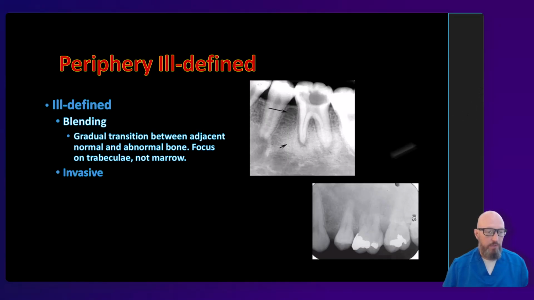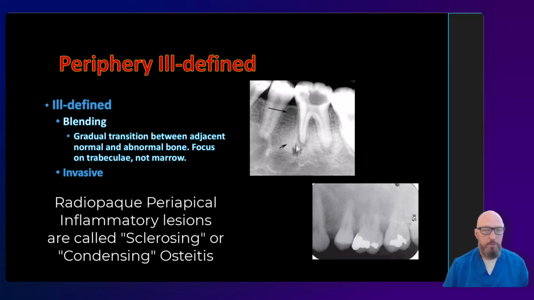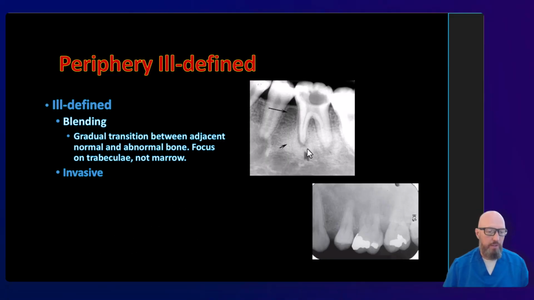So in the case of inflammatory, this is a diffusion of inflammatory cytokines that causes this reaction in the bone. Sclerosing osteitis is what we call when it's a periapical inflammatory lesion and it appears opaque. But even things like fibrous dysplasia, which we see in this case, can have a blending or ill-defined border.